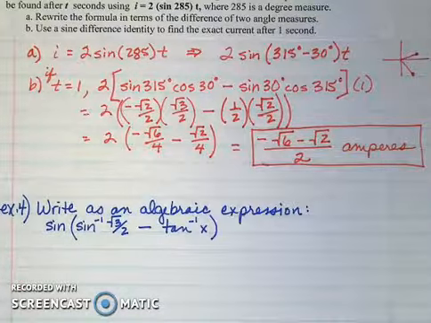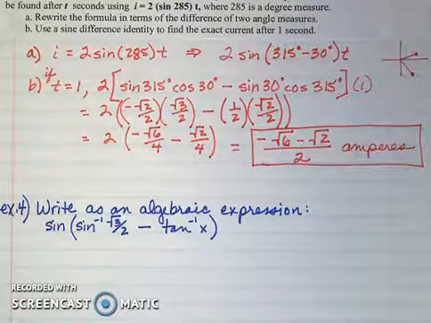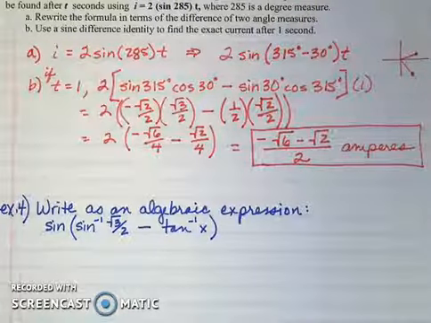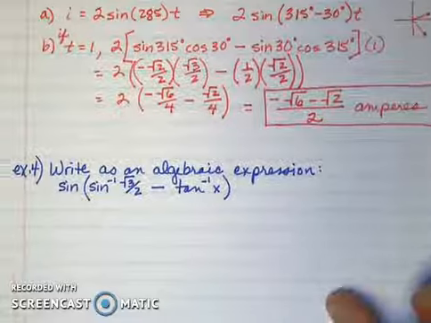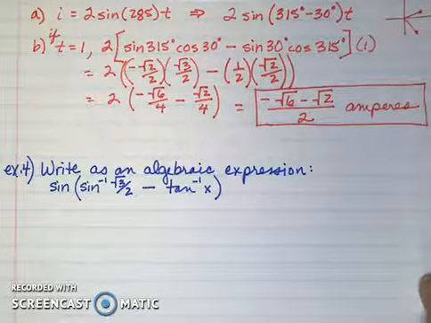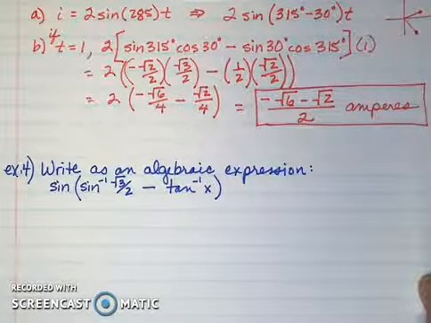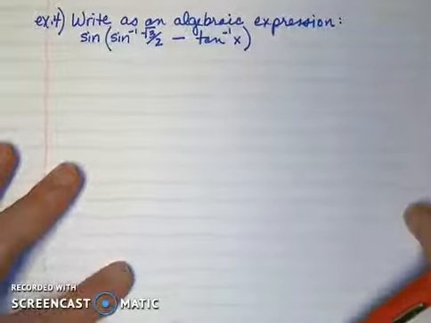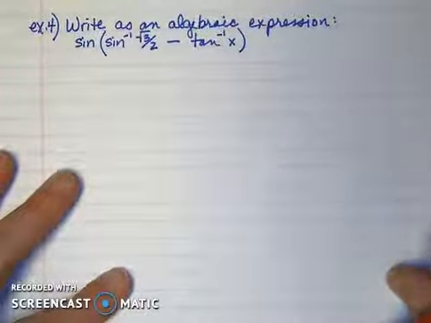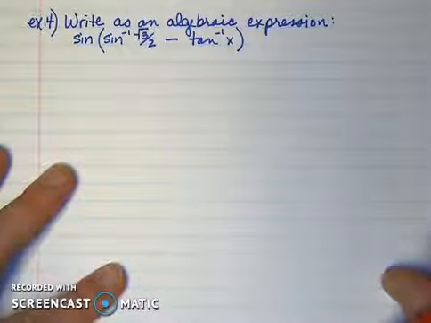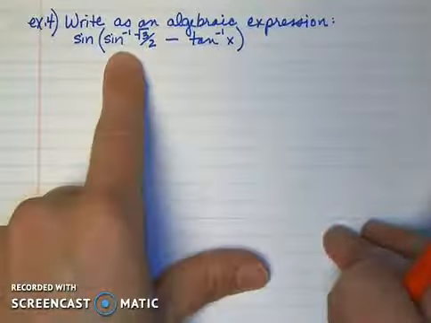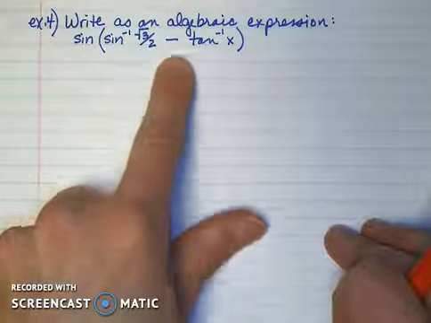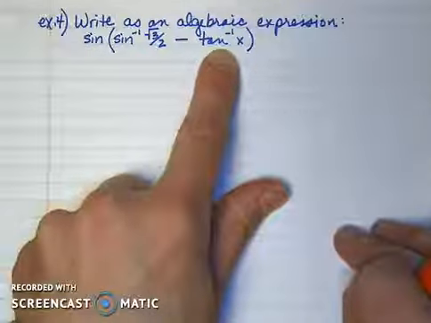All right, let's look at another example. This example, you get to go back to your cute little triangles, and we are going to apply a lot of the different things that we have learned. It may look a little familiar because we've done some of this before, when you're using the inverses. It says write as an algebraic expression the sine of the inverse sine of square root of 3 over 2 minus the inverse tangent of x.